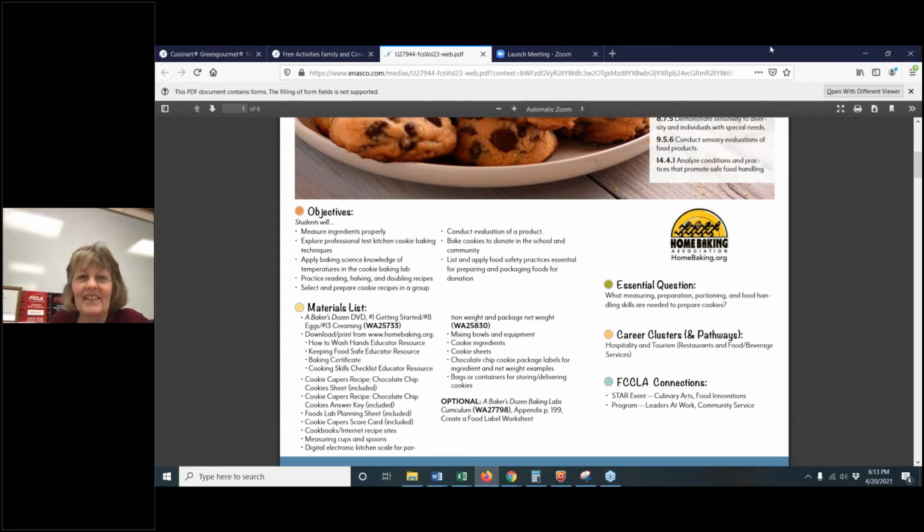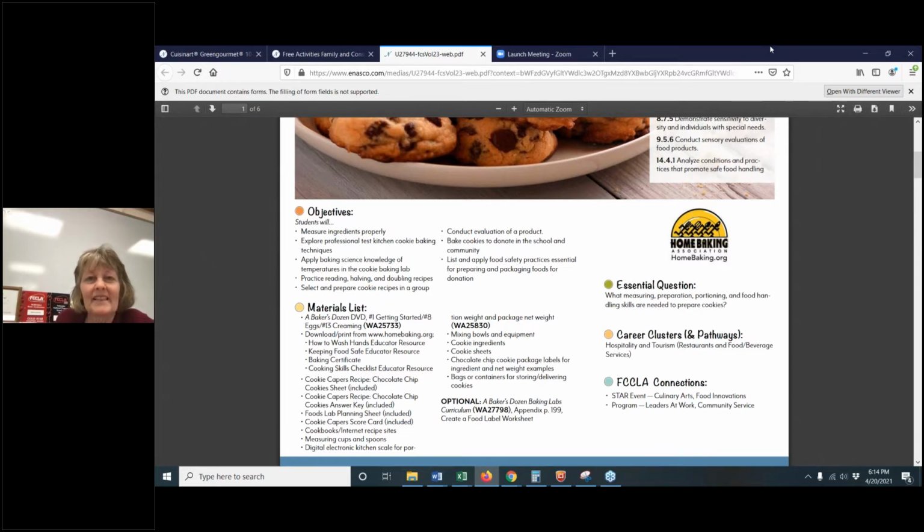They also tie with the national FCS standards to analyze potential career choices to determine knowledge, skills, and attitudes associated with each career, to demonstrate leadership skills and abilities in school, workplace, and community settings, to design or analyze a consumer product, and analyze food, equipment, and supplies needed for a menu. Also to prepare breads, baked goods, and desserts using safe handling and professional preparation techniques, demonstrate sensitivity to diversity and individuals with special needs, conduct sensory evaluations of food products, and analyze conditions and practices that promote safe food handling.